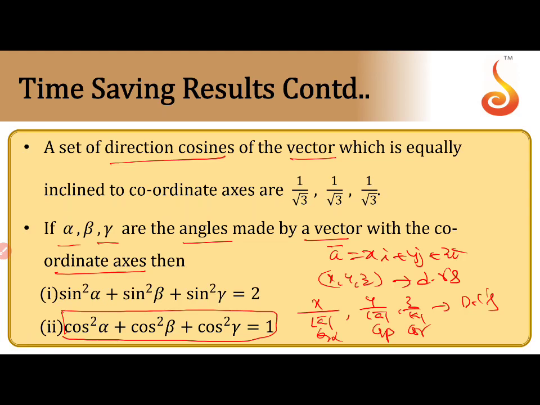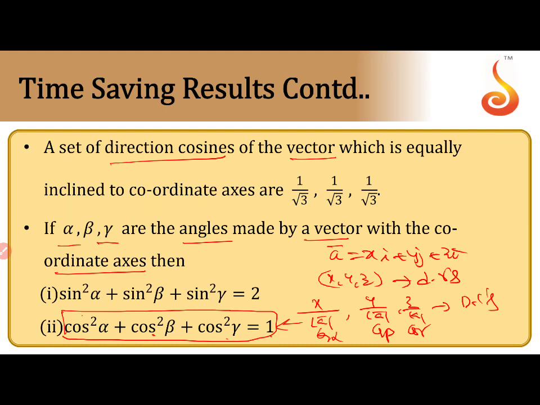Now if you take cos square plus cos square plus cos square, it is x square by modulus a square, y square by modulus a square, z square by modulus a square. What is the magnitude of a? Root over x square plus y square plus z square. If you simplify it, you get the right side as 1. So that is the standard formula: cos square alpha plus cos square beta plus cos square gamma is 1.